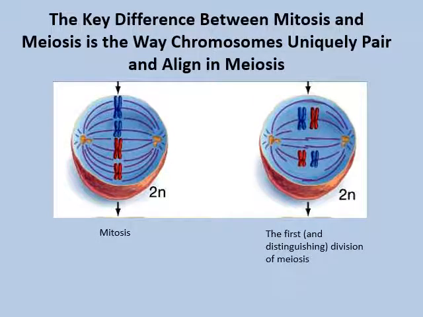Okay, again, the key difference between mitosis and meiosis is the way the chromosomes uniquely pair and align in meiosis. So again, I think this is happening more so in meiosis 1 or metaphase 1. The first and distinguishing division of meiosis is when you see them line up this way instead of, let's say, vertically all in a line here. Okay.